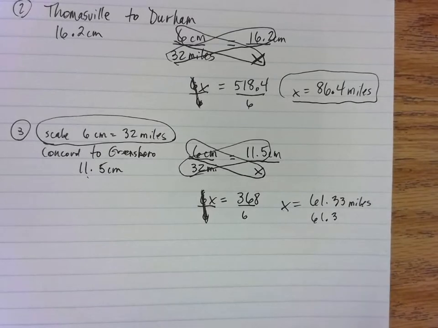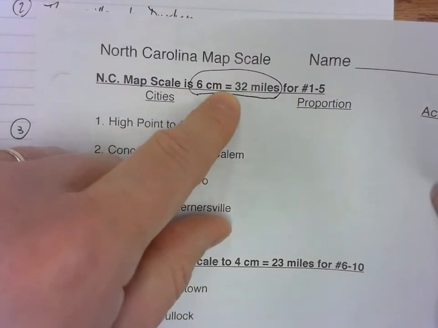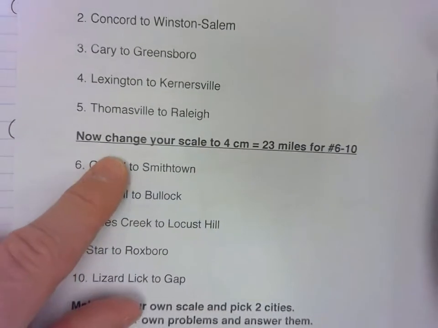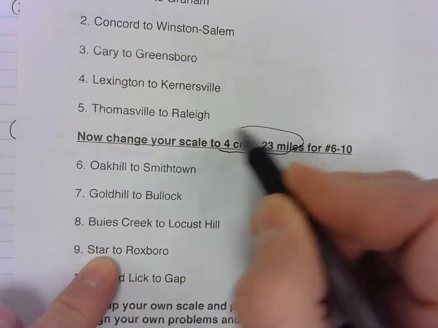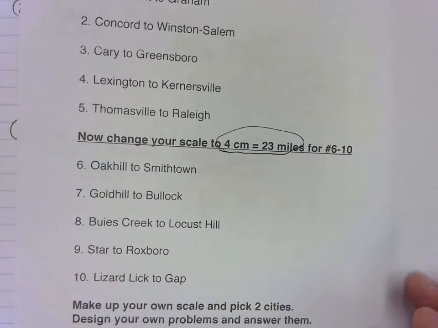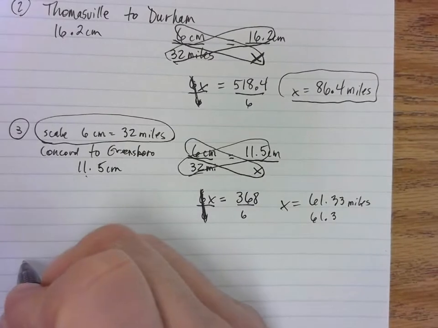All right, so then in the next section, after those first 5 questions, those first 5 questions right there are using that scale. And the next 5 questions, we're changing the scale. You can see right here it says now change your scale to 4 centimeters equals 23 miles. So I'll do one of those with you, and we'll see what the time-wise that puts us at. So 4 centimeters equals 23 miles for this one.